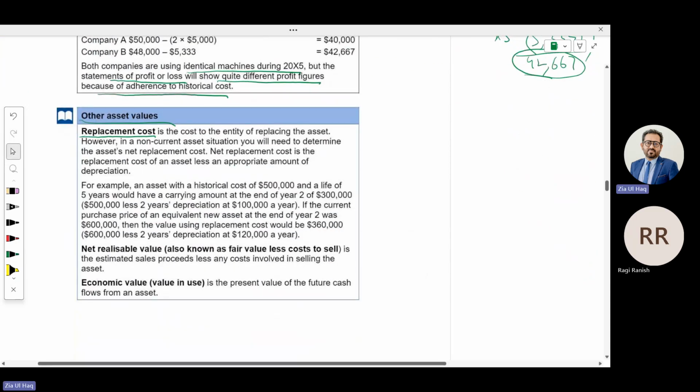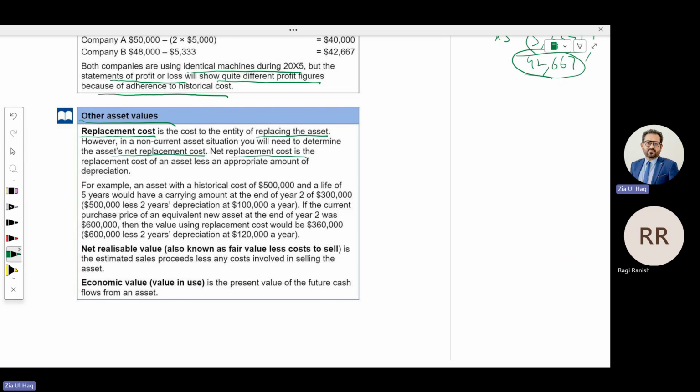Other asset values: replacement cost is the cost to the entity of replacing the asset. Meaning, if the company wants to buy a new asset by selling this old asset, and this asset's carrying value is say 40,000, you cannot replace it for 40,000, because now the prices in the market are different. The supplier will charge you according to current prices. However, for a non-current asset, you will need to determine the asset's net replacement cost.